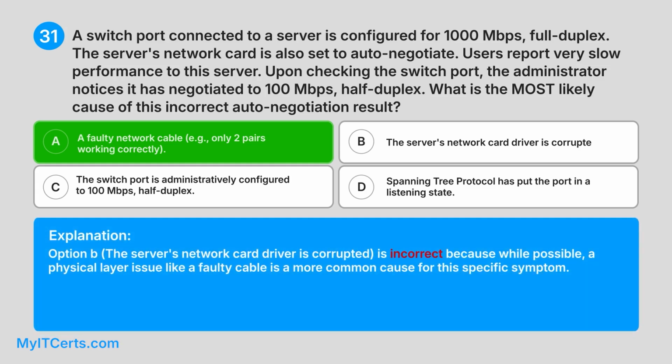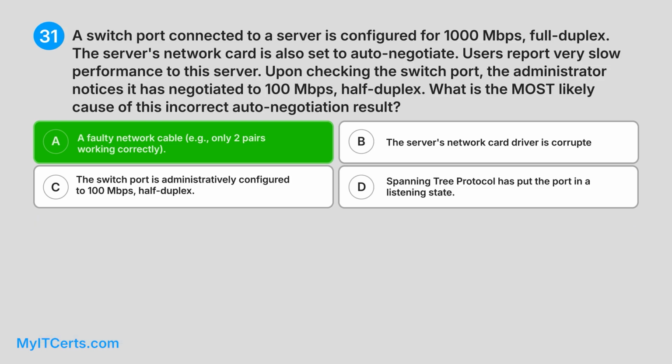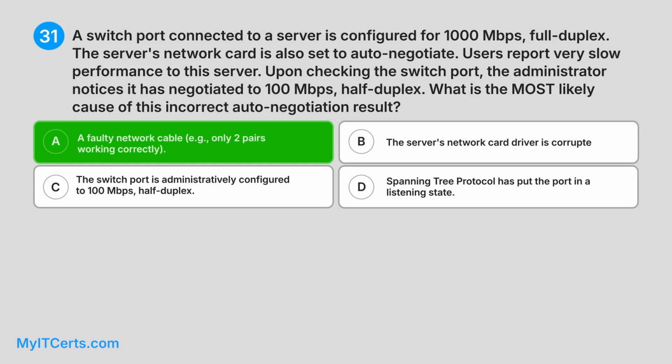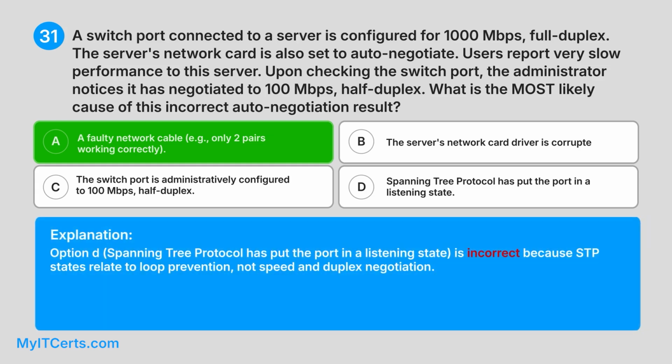Option B, the server's network card driver is corrupted, is incorrect because while possible, a physical layer issue like a faulty cable is a more common cause for this specific symptom. Option C, the switch port is administratively configured to 100 megabits per second, half duplex, is incorrect because the scenario states the switch was configured for 1000 full, implying a negotiation failure. Option D, spanning tree protocol has put the port in a listening state, is incorrect because STP states relate to loop prevention, not speed and duplex negotiation.